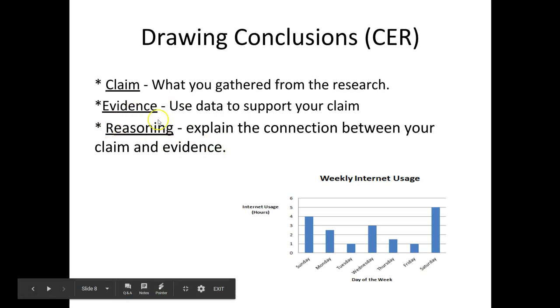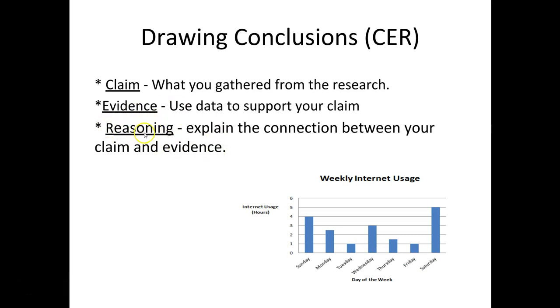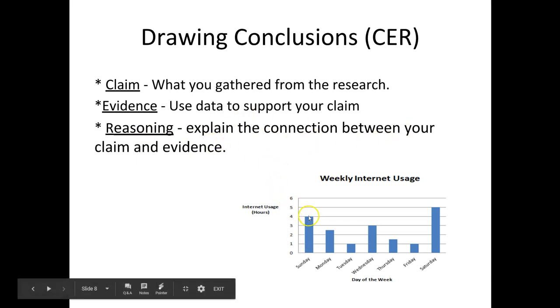And then here's where we would go through and have some reasoning. So the reasoning might explain why this is. So you might be able to say students are not in school, so they have the ability to have internet access more often during the weekends when they are at home.